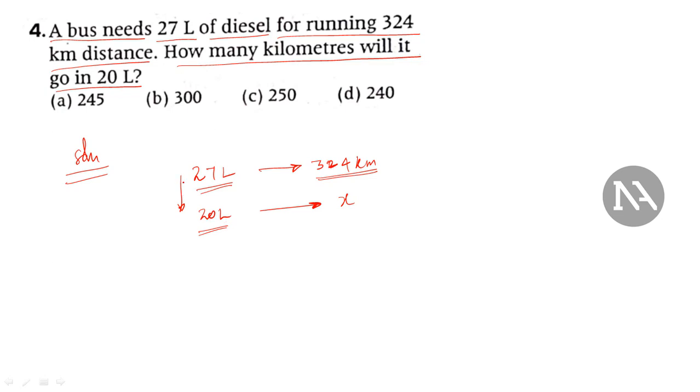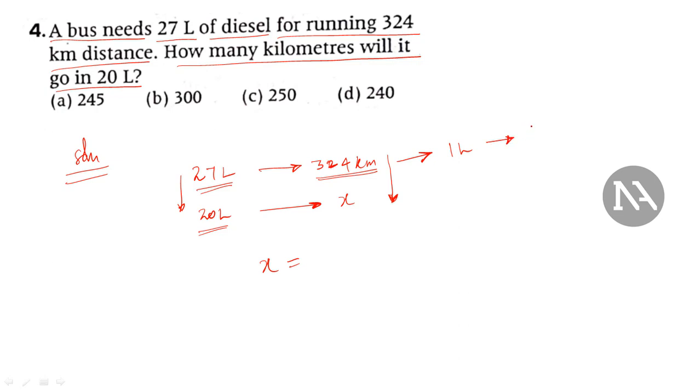So the number of liters is decreasing, which means the number of kilometers will also decrease. So the x value will definitely be less than 324. So this is the direct proportion method, or proportion law. Here I can write, for 27 liters, 324 kilometers. Then for 1 liter, how many kilometers will it run?